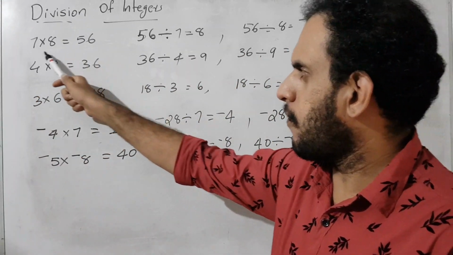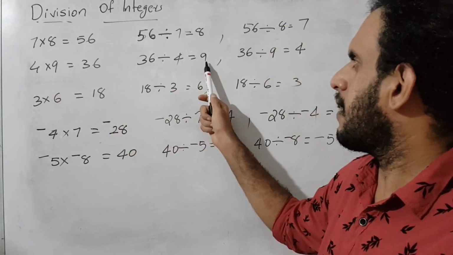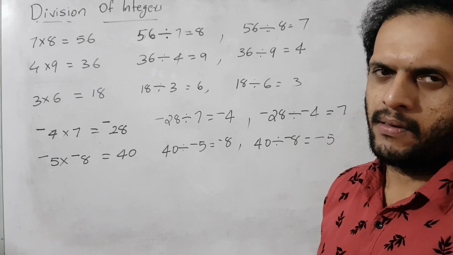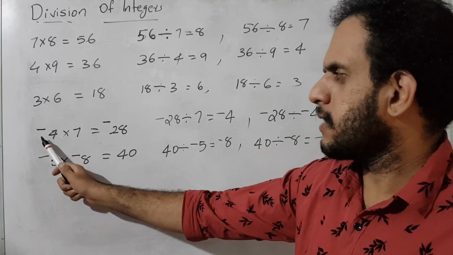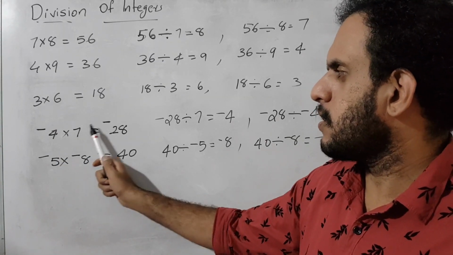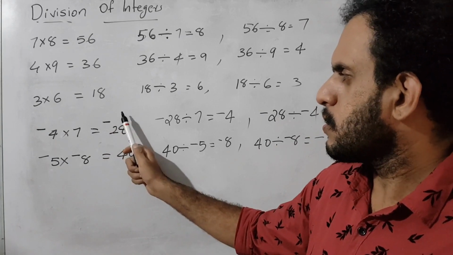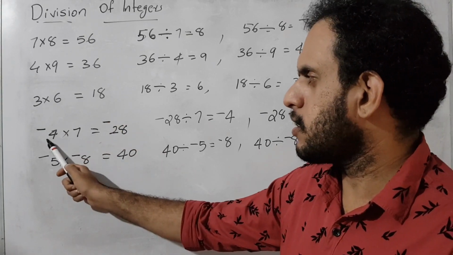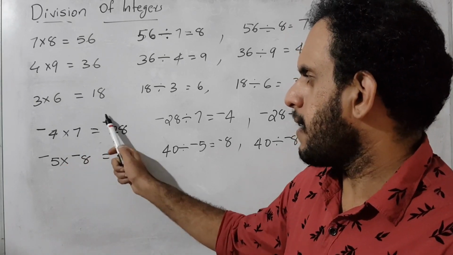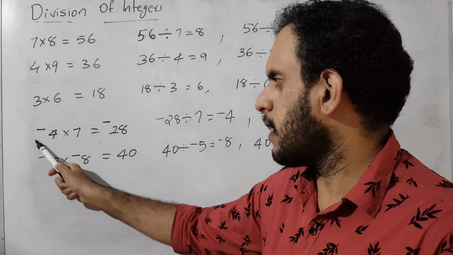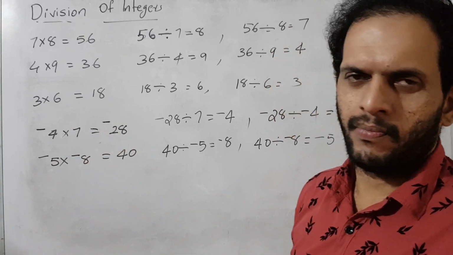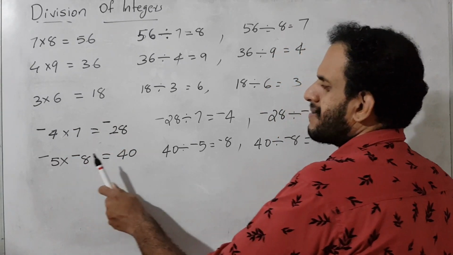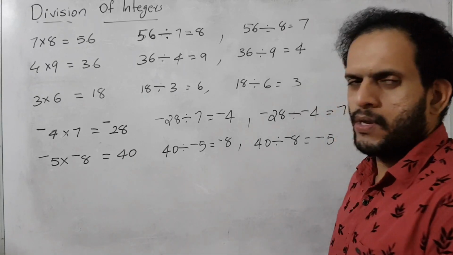36 divided by 4, what is the answer? 9. This is clear, as like -4 into 7 is equal to -28, so -28 divided by 7, the answer is -4. -28 divided by -4 is 7. Okay, as like this here, -5 into -8 is equal to 40.